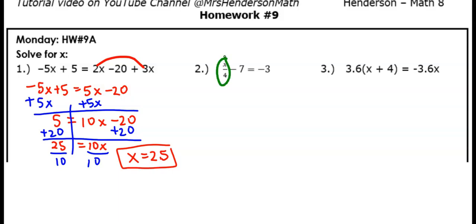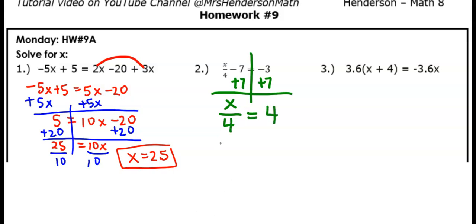In question number 2, I have a variable term here, and I have a constant term there. And on the right side, I just have constants. So I'm going to use an inverse operation to get my constants on the same side. When I rewrite, I'll be left with x divided by 4 is equal to 4. The inverse of division is multiplication. So I'm going to multiply both sides by 4 here, and multiplying by 4 and dividing by 4 are inverses. So there's nothing to compute on the left.